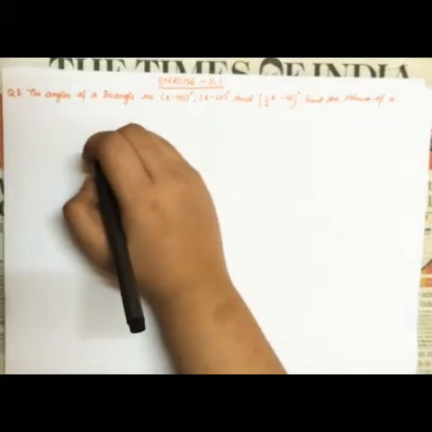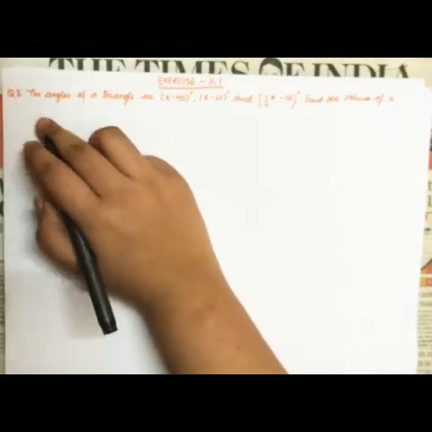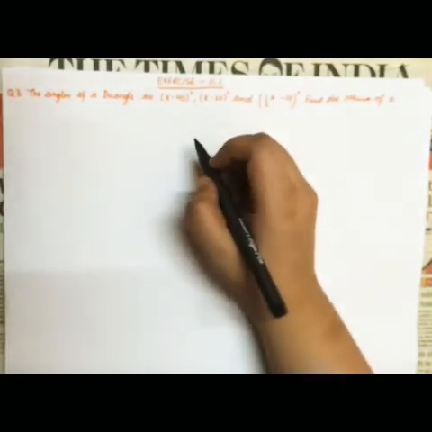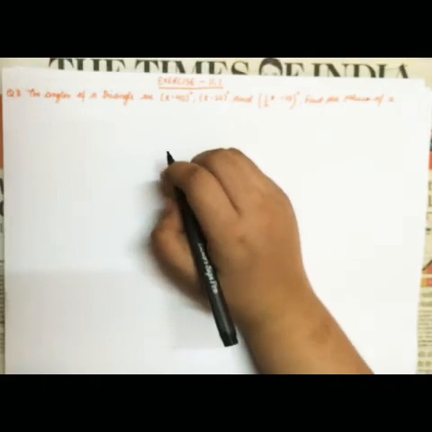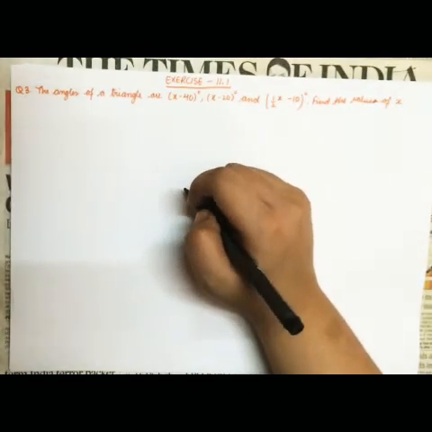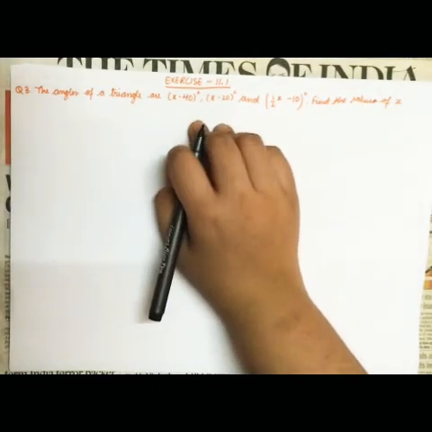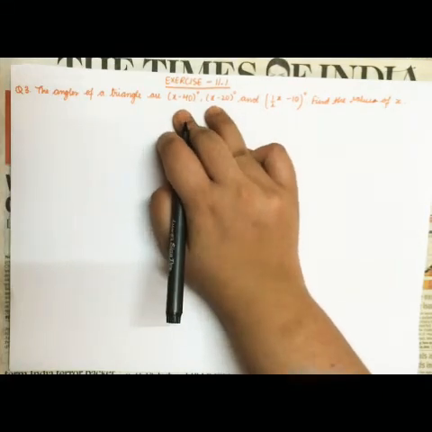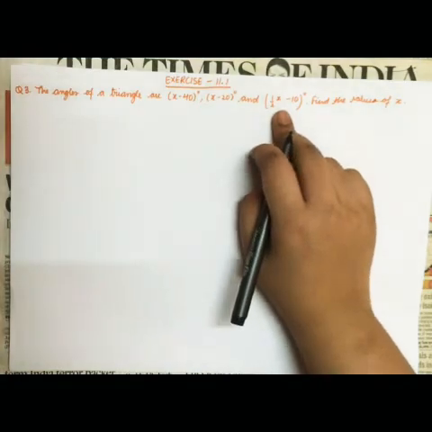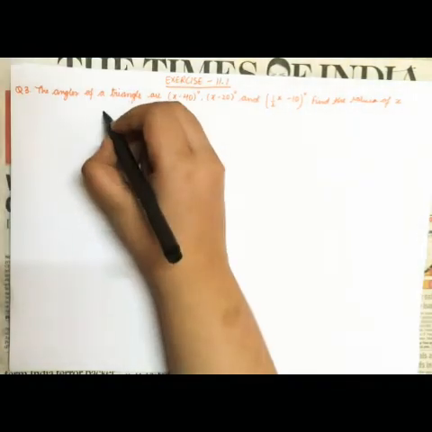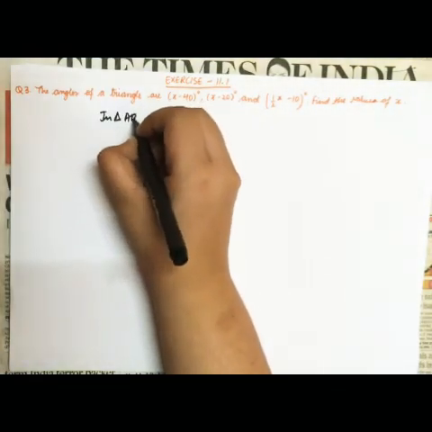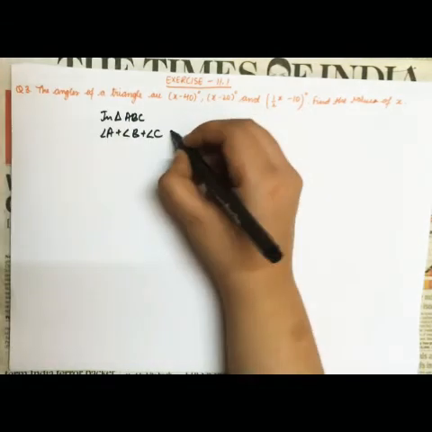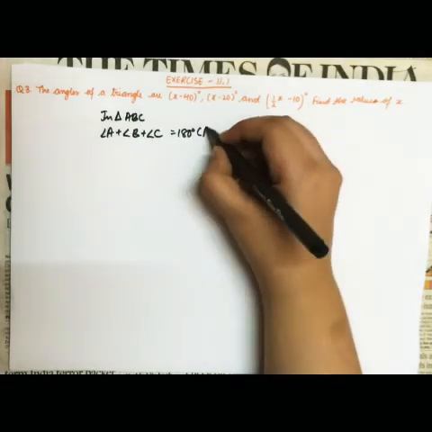Now exercise 11.1, question number 3. The angles of a triangle are x minus 40 degrees, x minus 20 degrees and x by 2 minus 10 degrees. We have to find the value of x. Let angle A be x minus 40, angle B be x minus 20 and angle C be x by 2 minus 10 degrees. So in triangle ABC, angle A plus angle B plus angle C is equal to 180 degrees because of the angle sum property.